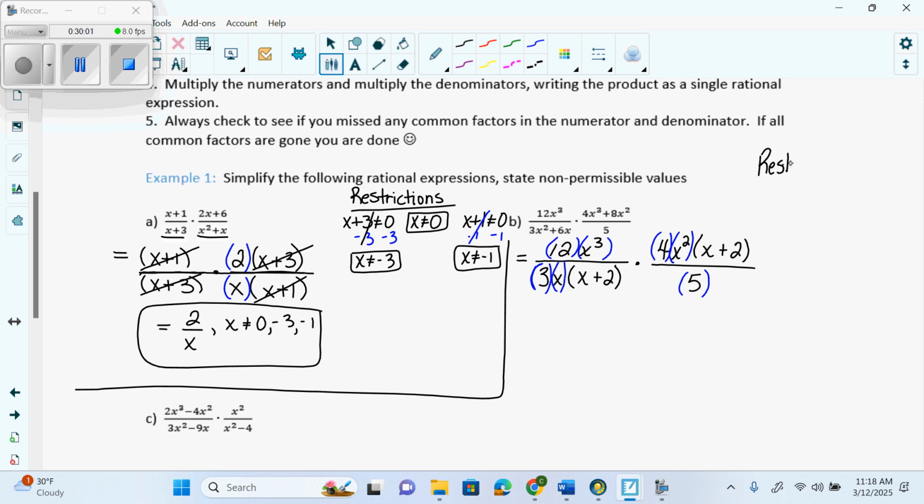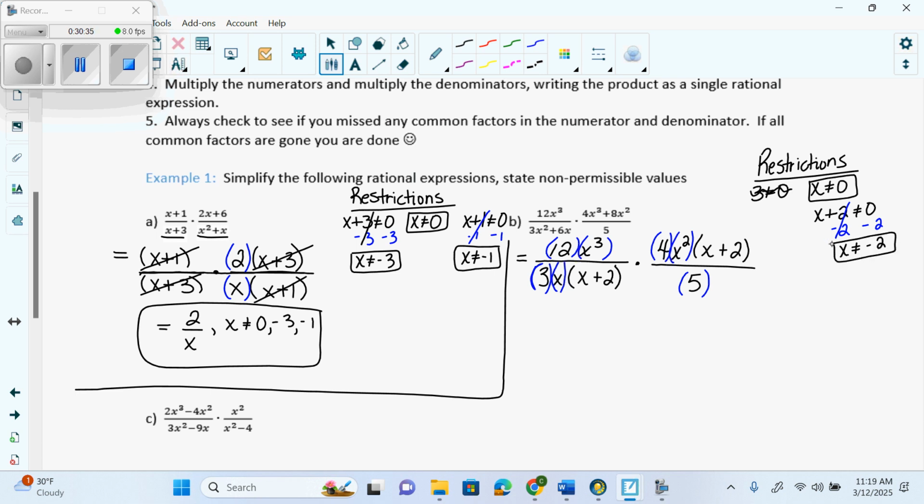So our restrictions are 3 can't equal 0. Is that actually a restriction? Does that have a variable? No, so she's gone. Then I have x can't equal 0. Box it. Then I have x plus 2 can't equal 0. Subtract 2 from both sides. And x can't equal negative 2.